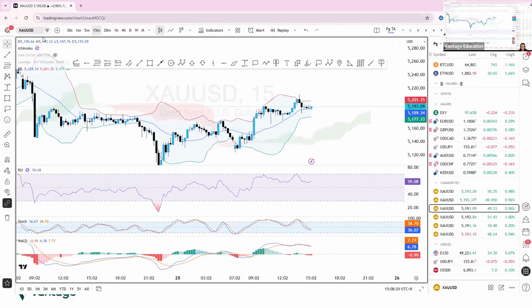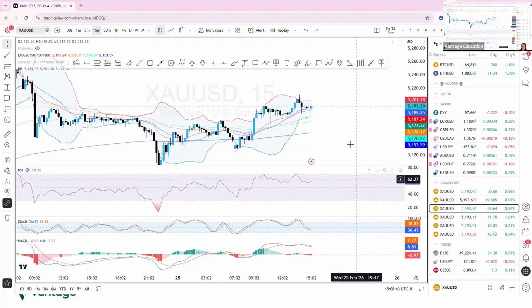For the Ichimoku cloud, I use it for the trend. If price is above the Ichimoku cloud it is bullish, and if price is below the Ichimoku cloud it is bearish, basically for the momentum. Let's say you use this. So how many indicators are you using? EMA, RSI, stochastic, and MACD.